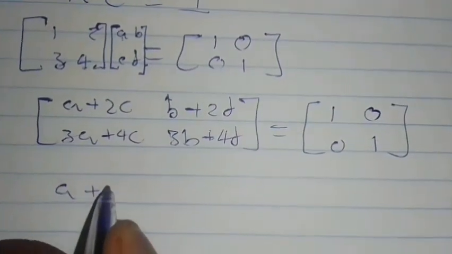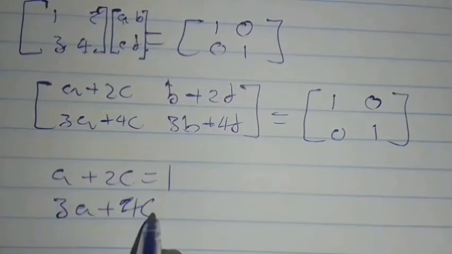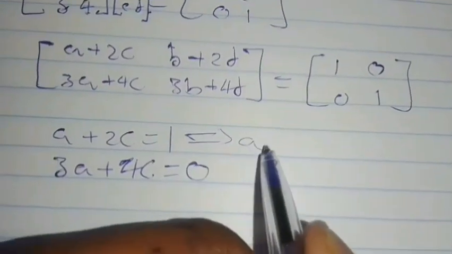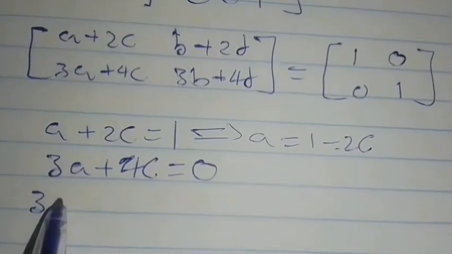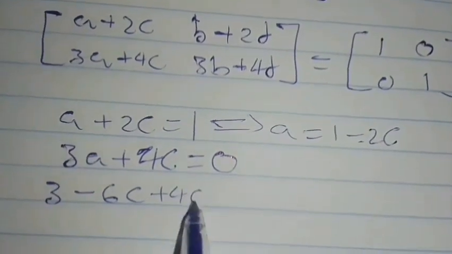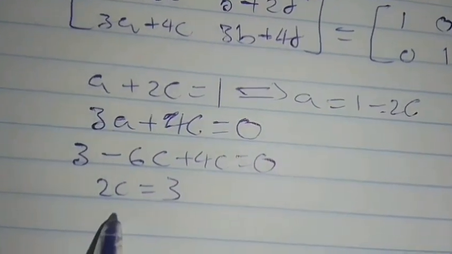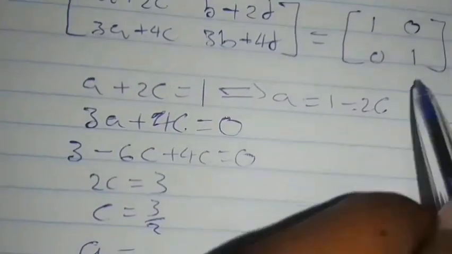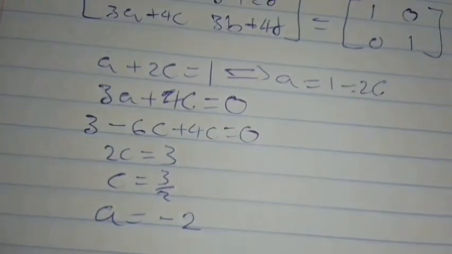A plus 2C will give us 1, and 3A plus 4C will give us 0. So from here we can find A. A will be 1 minus 2C. Then we can plug that there. Then we have 3 minus 6C plus 4C equals 0. Then that means 2C will be equal to 3. And then from then that means C equals 3 over 2. And then from then we can find A, because we're just going to basically plug C here. Then we're going to have minus 2 where we solve for A.